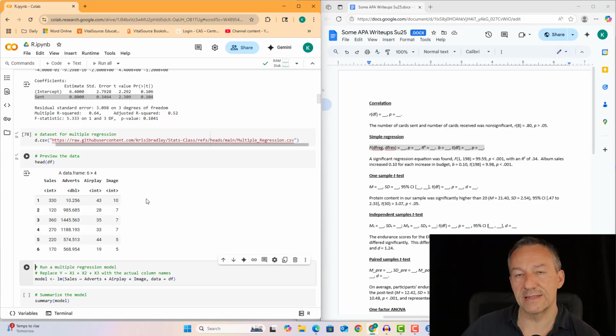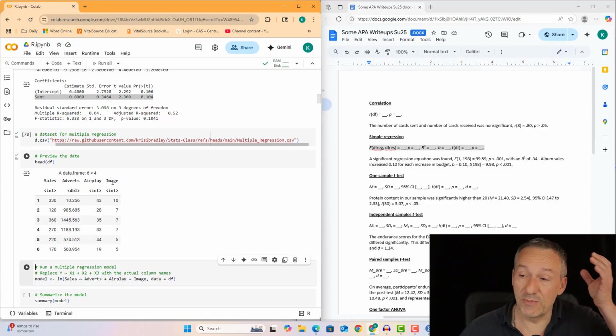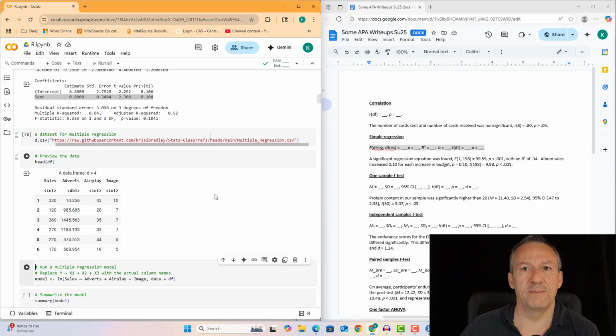What this data set is, is album sales in hundreds of thousands, so 330,000 for sales. And we have 3 predictors. Adverts, like how many advertisements they had the week before the record came out. I mean, this is kind of antiquated. We don't do that anymore, but let's pretend. So advertisements for this album that was coming out, how much they played it on the radio, again, antiquated, how much they played it on the radio the week before, and image, what the band looks like.